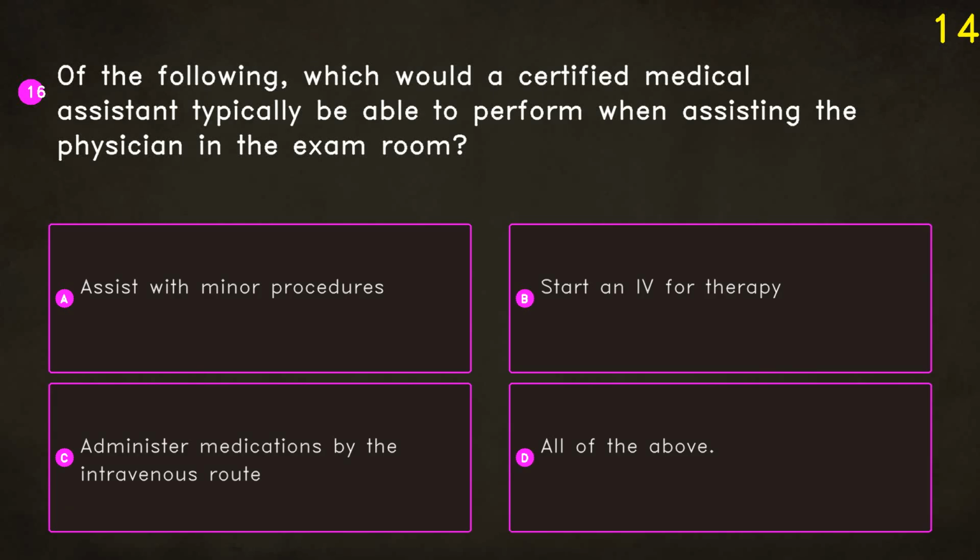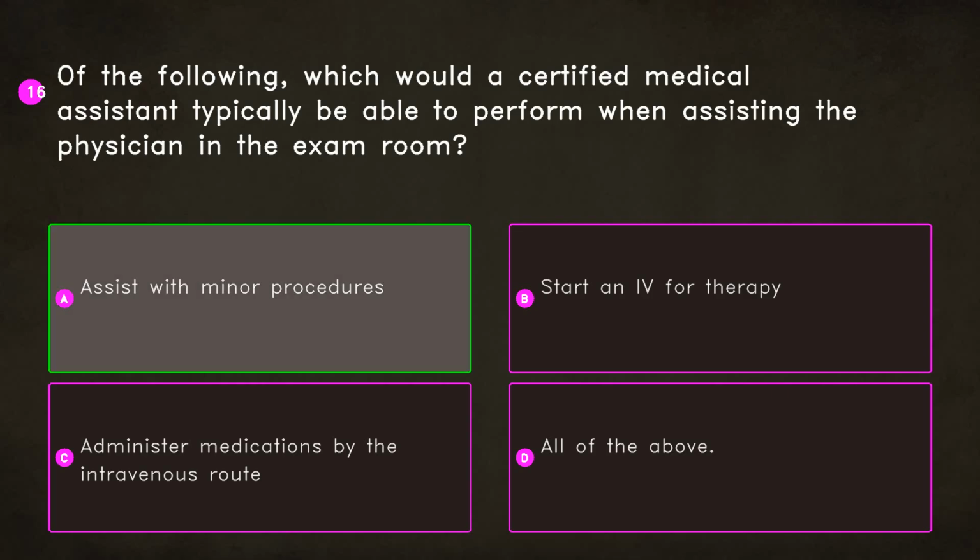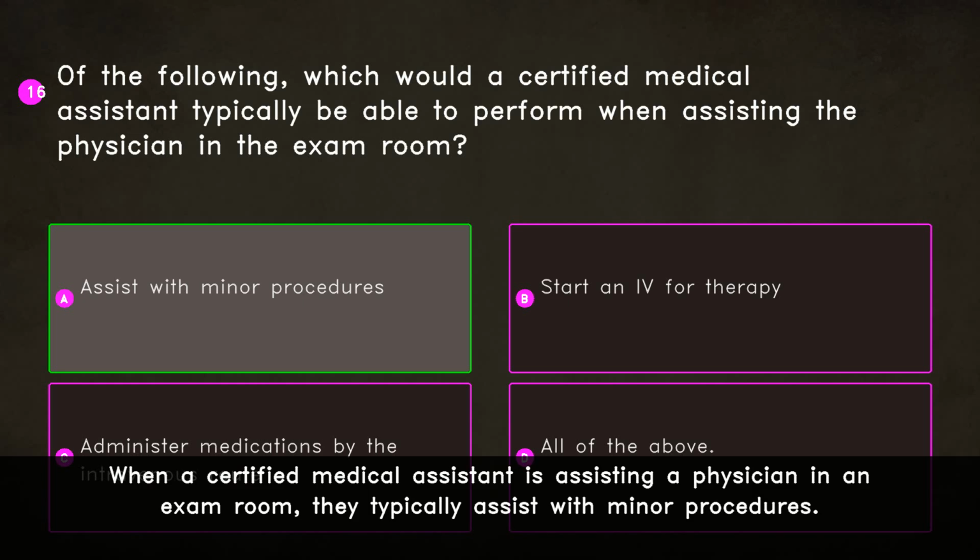Question 16. Of the following, which would a certified medical assistant typically be able to perform when assisting the physician in the exam room? A. Assist with minor procedures. B. Start IV therapy. C. Administer medications by the intravenous route. D. All of the above. The correct answer is assist with minor procedures. When a certified medical assistant is assisting a physician in an exam room, they typically assist with minor procedures.